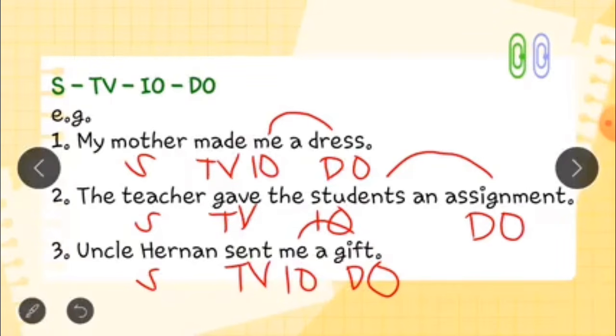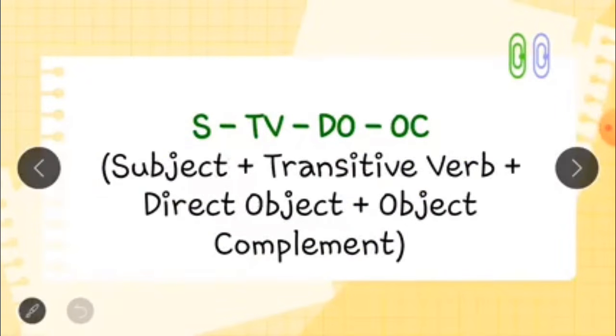Indirect object can be a noun or a pronoun. Another pattern is STVDOOC, or subject plus transitive verb plus direct object plus object complement. You should know by now what is a subject as well as transitive verb and a direct object. Let's define what is object complement. Object complement describes, names, or gives information about the object.